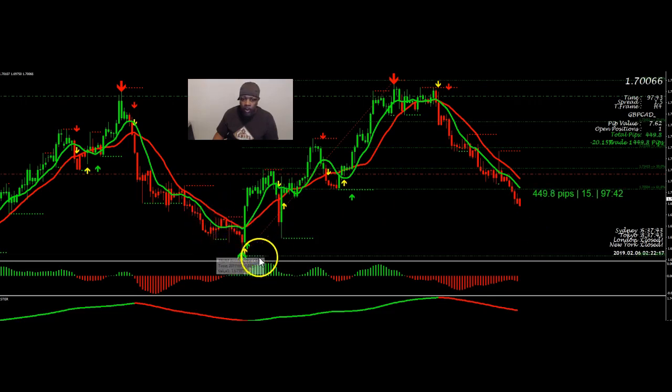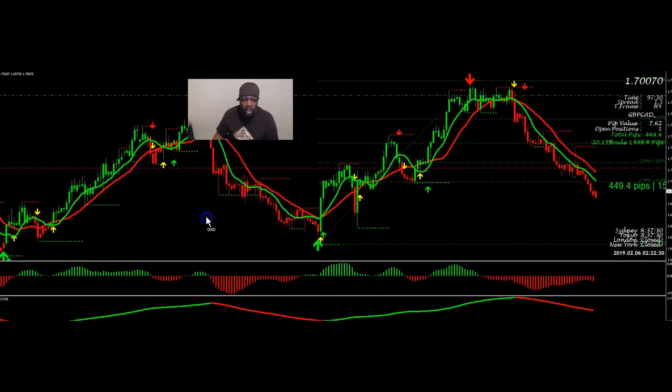Same thing right here. Triple arrows, this candle closed above our moving averages, and boom, they crossed up and then they went in. Triple arrows, boom, candle closed below our moving averages, they crossed right here and we got in. See, it's all day long.